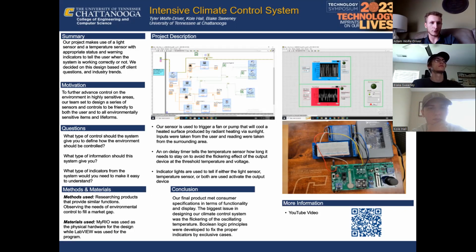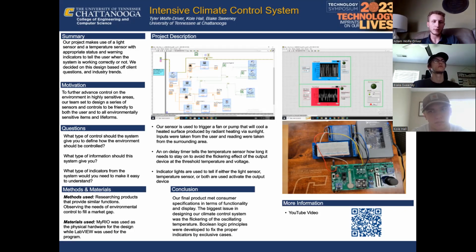So just to start off, the project overall, like I said, uses a light sensor and a temperature sensor. It uses those indicators in exclusive cases to display information to the user. So that's the user-friendly side. And this design really spurred from an industry trend of people wanting to know more about their home, information about climate control in their home. Climate control in the world is a growing topic, and this is a way that we can, on a small scale, start to gather information and find ways to measure how a climate's affected by outside elements.